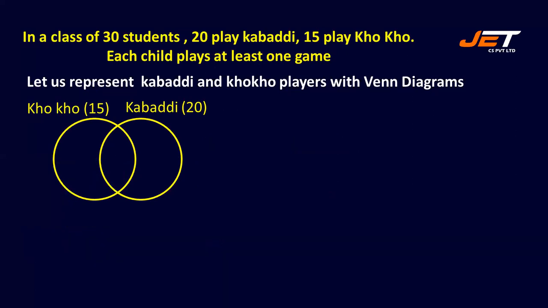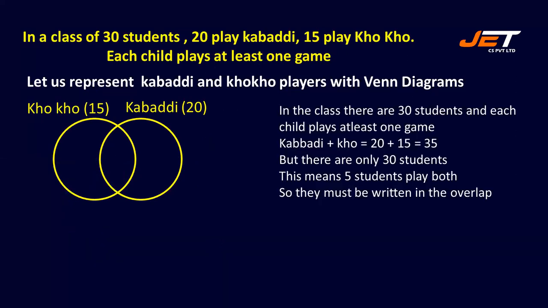Yes? Right. So here goes the next. Kho-kho players are 15, kabaddi players are 20. So in the class, there are 30 students and each child plays at least one game. That is kabaddi plus kho-kho, which is 20 plus 15. So put together, it comes to 35. But there are only 30 students. This means 5 students play both. So they must be written in the overlap. In the sense, they must be written in the intersecting part.